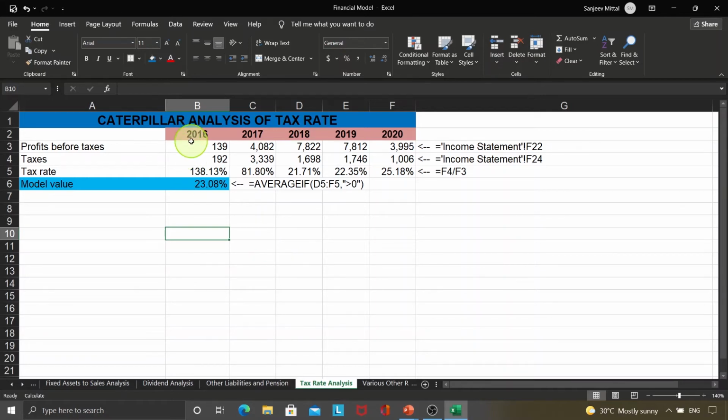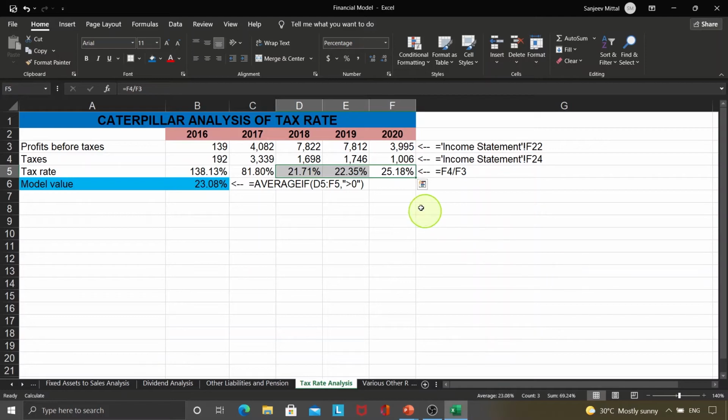So this 2016 year may have been an abnormal year, and after that, we see a tax rate of 81.80%, which may also be due to other important events, because of which we cannot use these two tax rates. But if you see the years 2018, 19 and 20, you can see a consistency of tax rates here. In the case of tax rates, the majority of analysts assume the latest tax rate.